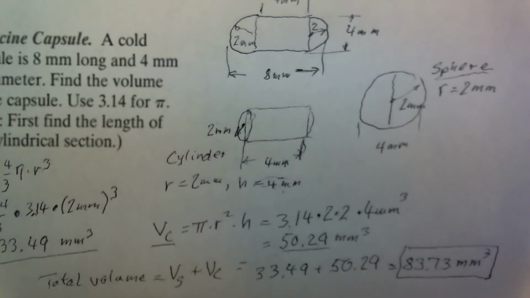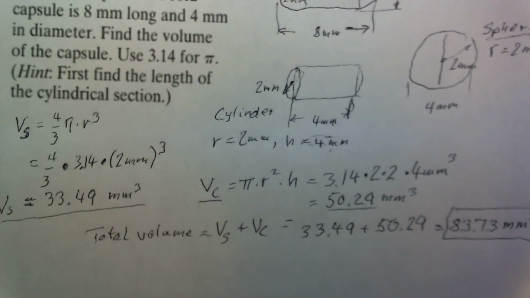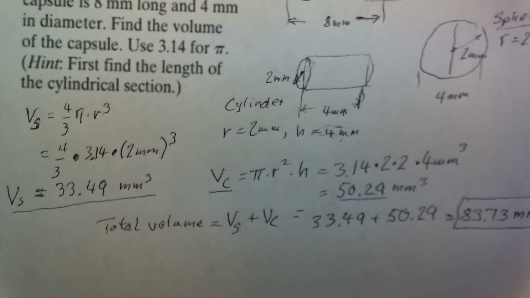So, as a little challenge, see if you can do it. Again, the volume of the sphere was 33.49 cubic millimeters, that's rounded. And the volume of the cylinder, the midsection, is 50.29 cubic millimeters. And then the total volume is the volume of the spherical parts and the cylinder in the middle. So it's 33.49 plus 50.29 equals 83.73 cubic millimeters.